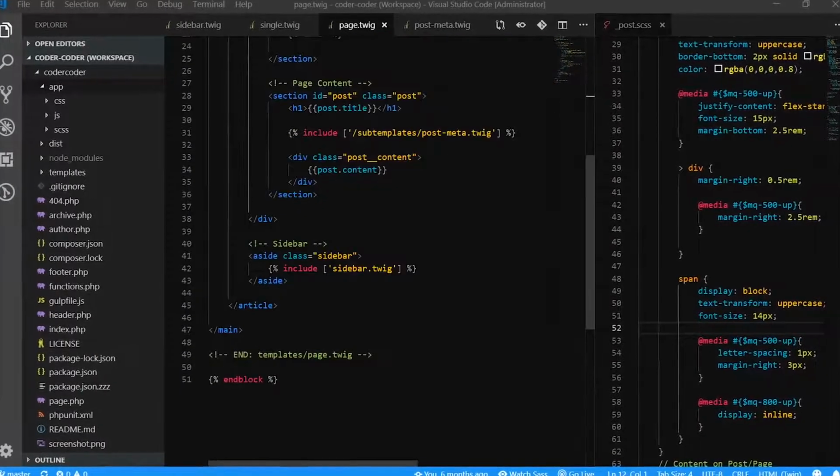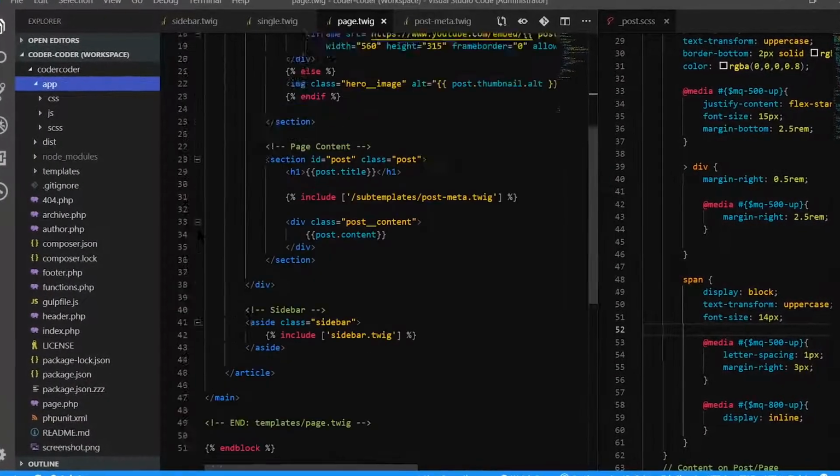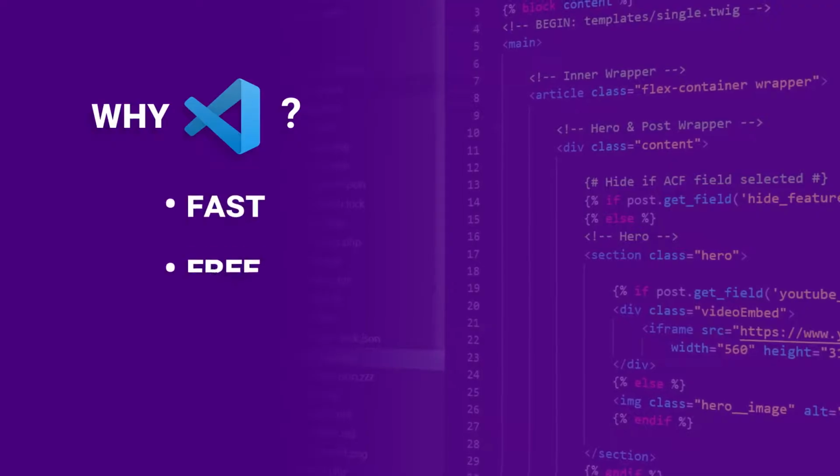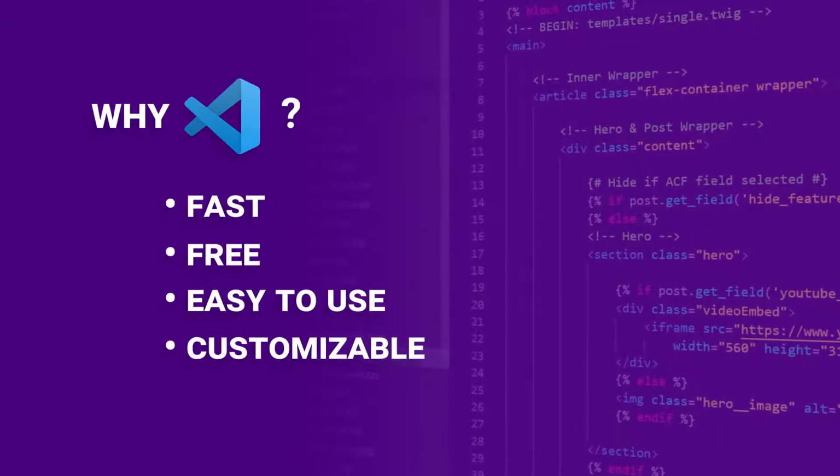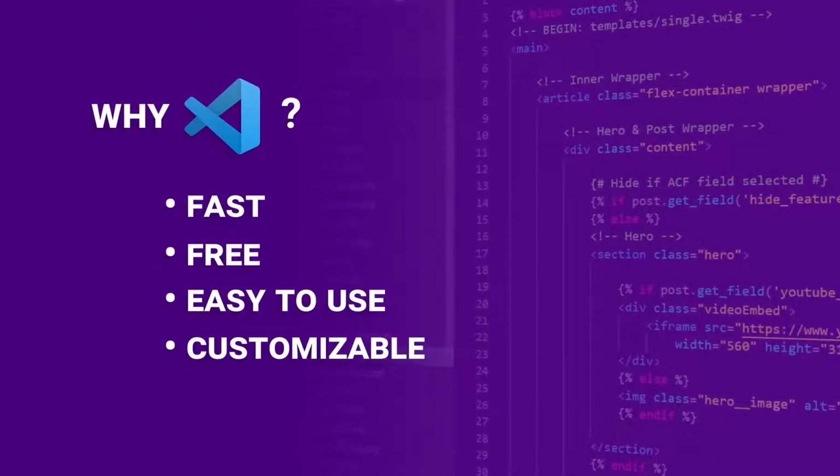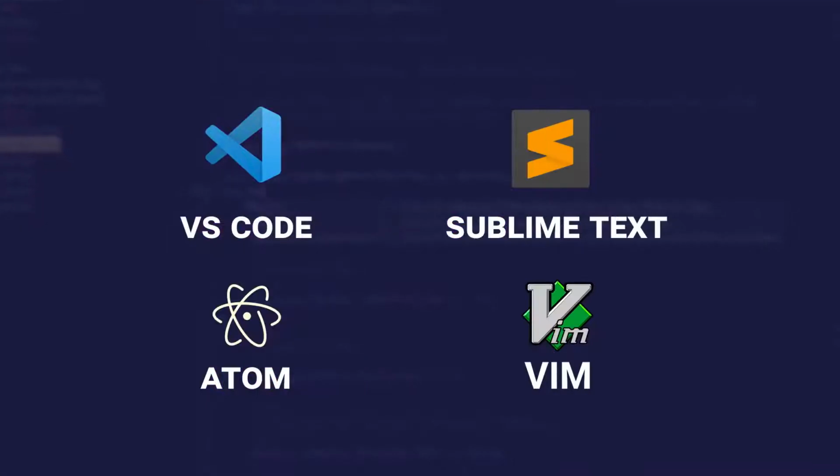VS Code is a more lightweight version of Visual Studio, Microsoft's main IDE. It's fast, free, easy to use, and you can customize it with themes and extensions. Other code editors are Sublime Text, Atom, and Vim. If you're just getting started though, I'd recommend checking out VS Code, which you can download from their website.